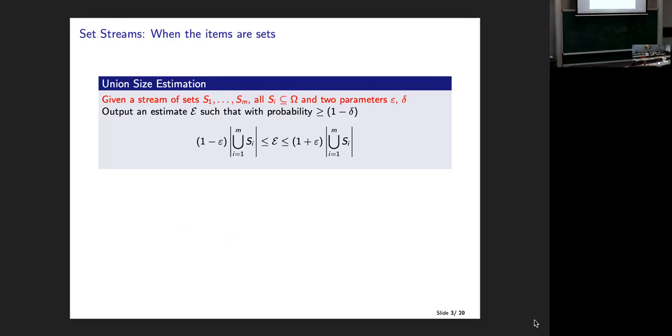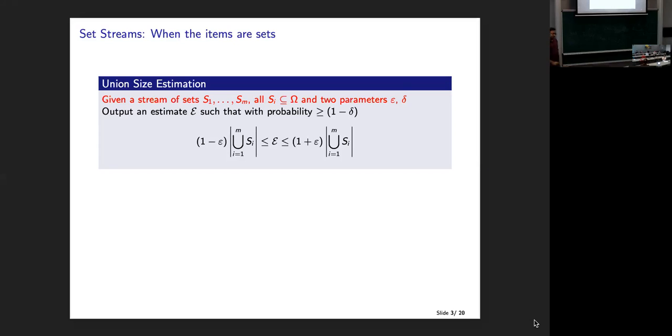So in this talk, we will be mostly focusing on this case of a stream of sets. So you have a stream of sets coming, and the job that we are interested in is to compute the size of the union of the sets. And I want to compute it within a plus or minus epsilon multiplicative approximation with high probability. Stream of sets, as in now we are not looking at items, but one item is a set.